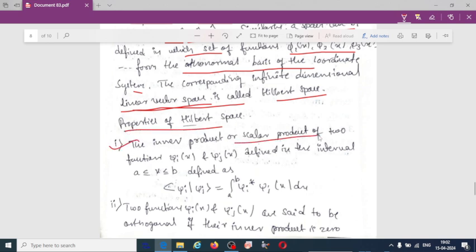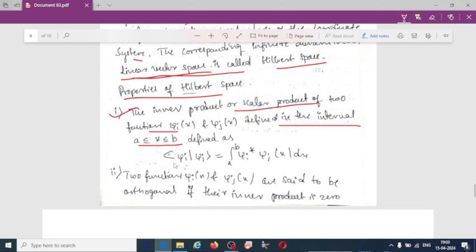the inner product or the scalar product of two functions psi i of x, psi j of x defined in the interval a less than or equal to x less than or equal to b, which we can define as the expectation value. I will discuss expectation value in the next class. Psi i, psi j is equal to the integral from a to b of psi i star psi j of x. So this is the inner product or scalar product of two functions, if we take them between the given interval.